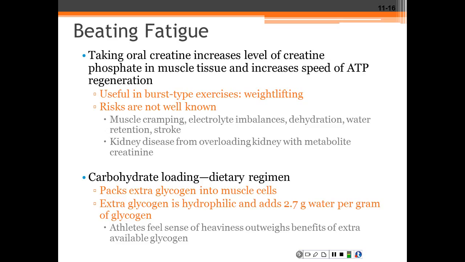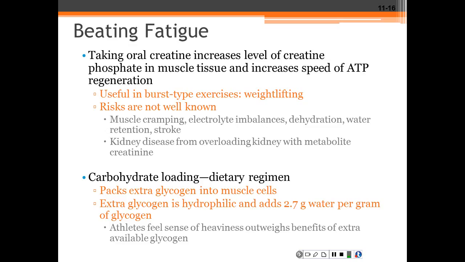They say it causes muscle cramping, electrolyte imbalance, dehydration, water retention, and, of course, a stroke. And also, they say it causes kidney disease from overloading the kidney with the metabolite creatinine, which is definitely true. You know, your kidneys are that filtering system in the body. Then we have carbohydrate loading.